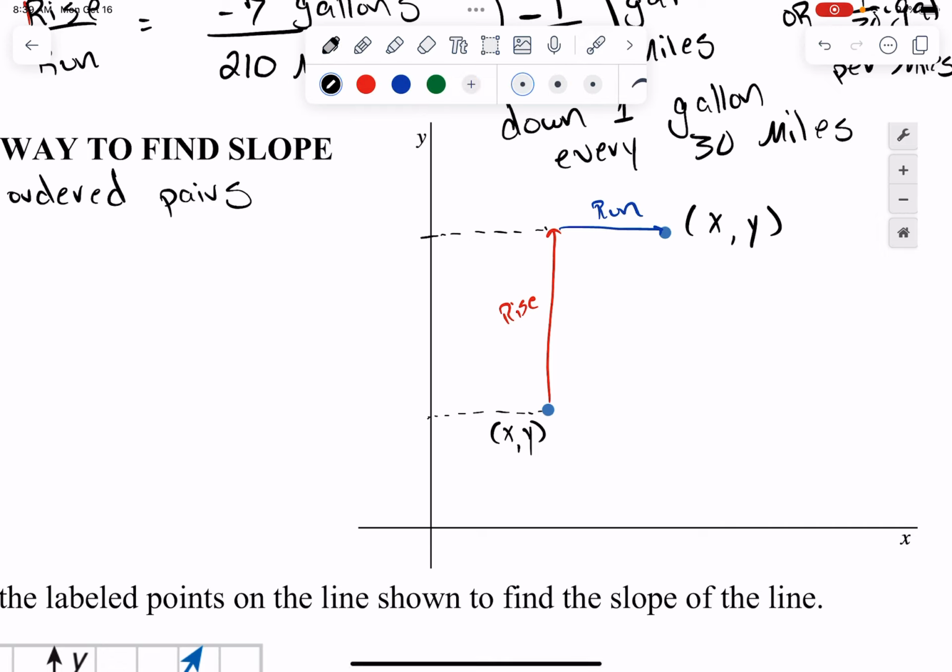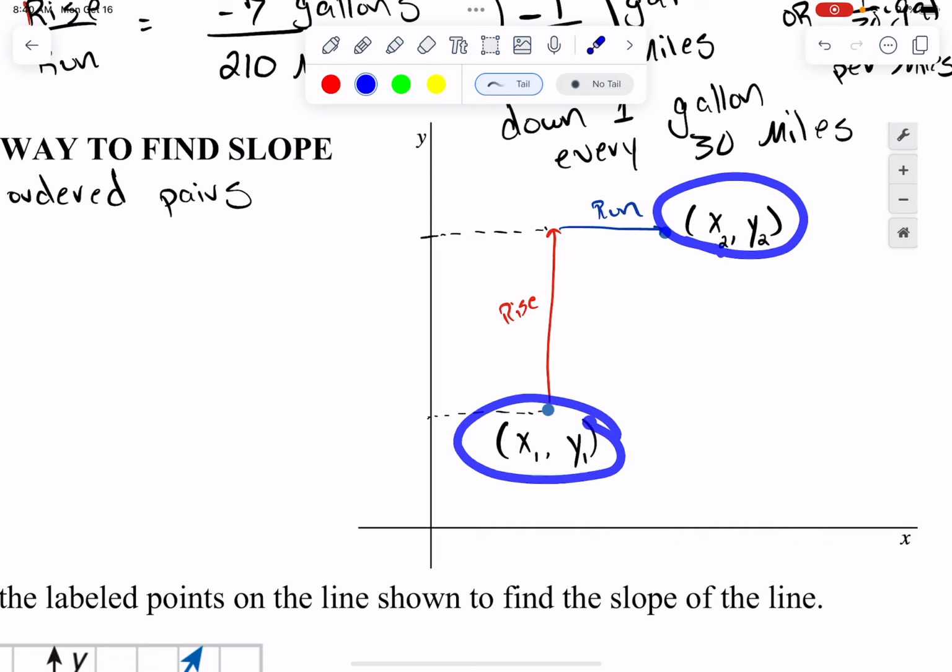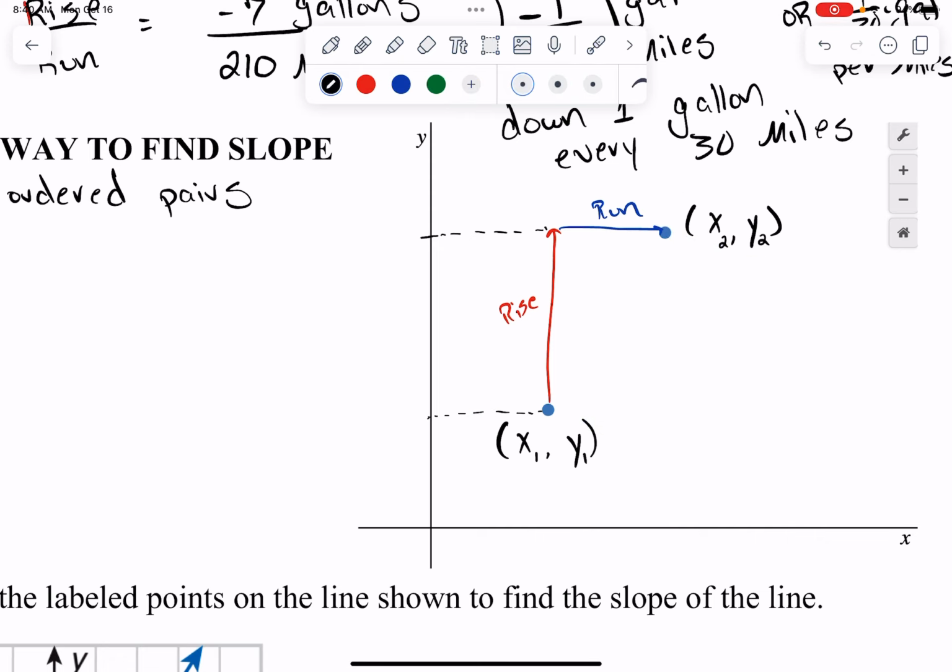But I can't just use x and y, because then I don't know which one I'm talking about. So we're going to introduce what's called a subscript. We use little subscripts. This is my first point, x sub 1 and y sub 1. Then I'm going to call this point 2, x sub 2 and y sub 2. It does not matter which is which. I could have made this one 2 and this one 1. We just put the little subscripts on to tell them apart.